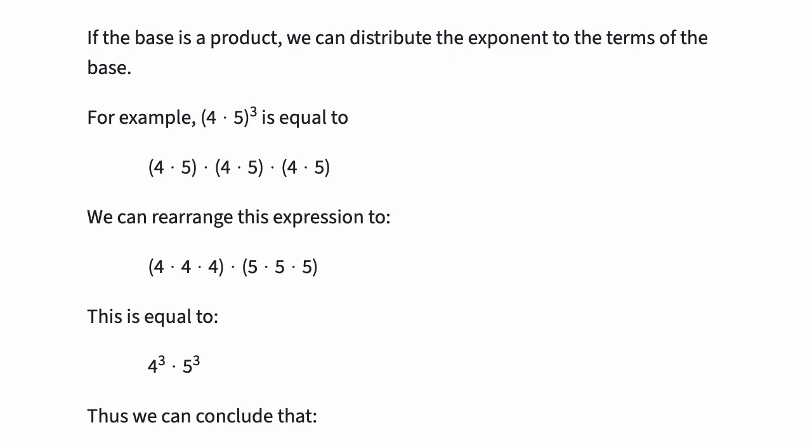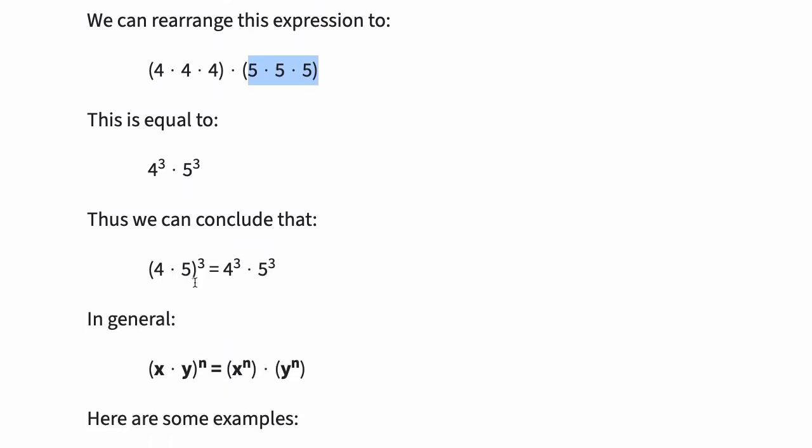If the base is a product, we can distribute the exponent to the terms of the base. For example, 4 times 5 to the third power is equal to 4 times 5 times 4 times 5 times 4 times 5. We can rearrange this expression to 4 times 4 times 4 times 5 times 5 times 5. This is equal to 4 to the third times 5 to the third. Thus, we can conclude that 4 times 5 to the third power is equal to 4 to the third power times 5 to the third power. In general, x times y to the nth power is equal to x to the nth times y to the nth.